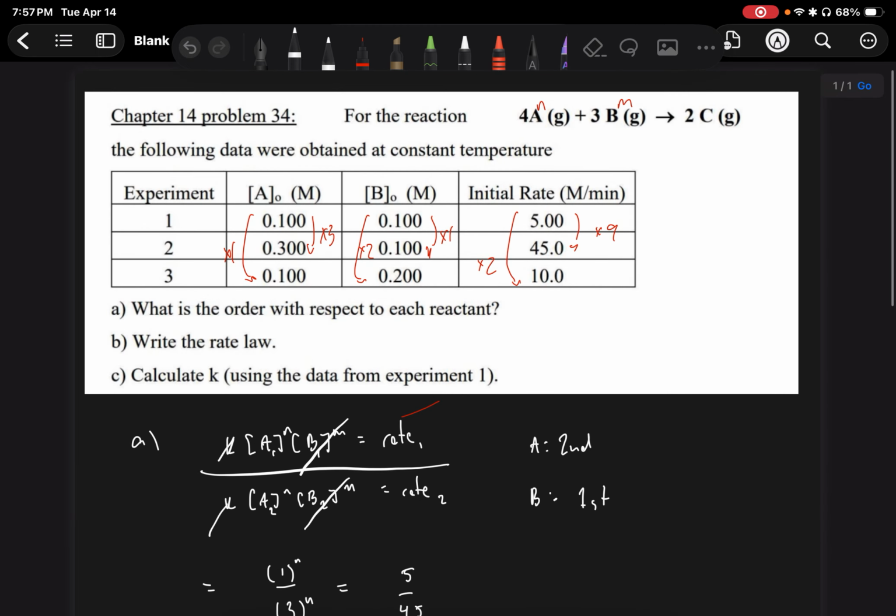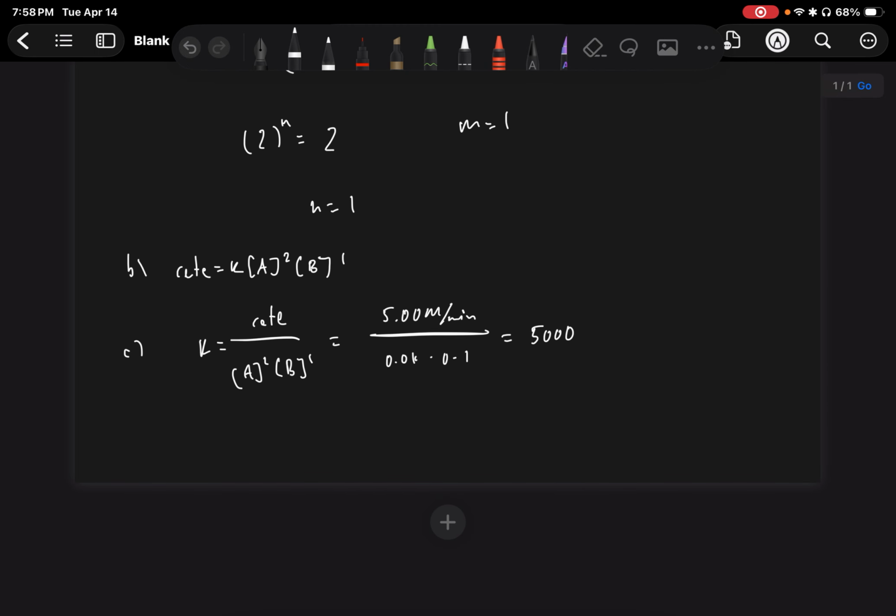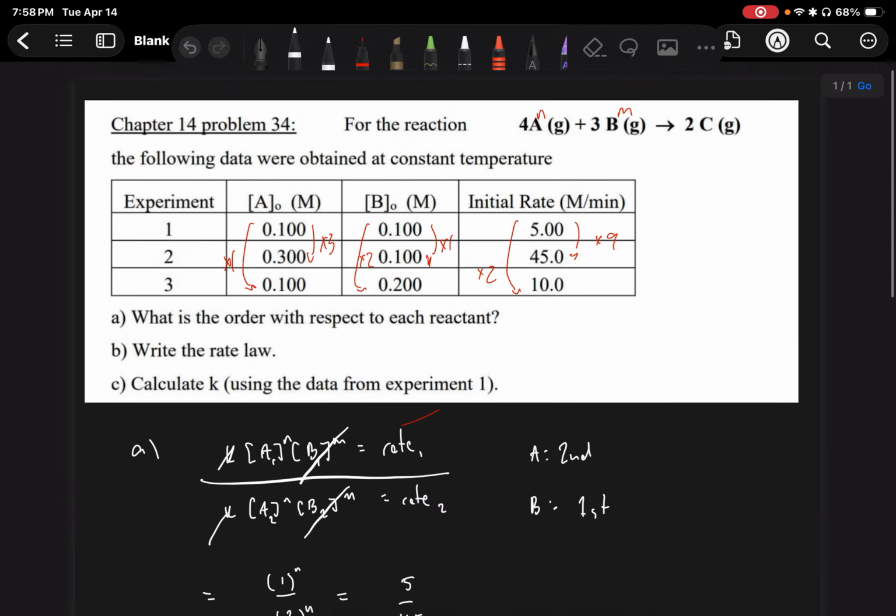What are the units going to be though? This is going to be M squared, this is going to be M, so M cubed, M to the negative 2, min to the negative 1. So let's just keep the significant figures. And is that consistent with the overall order?